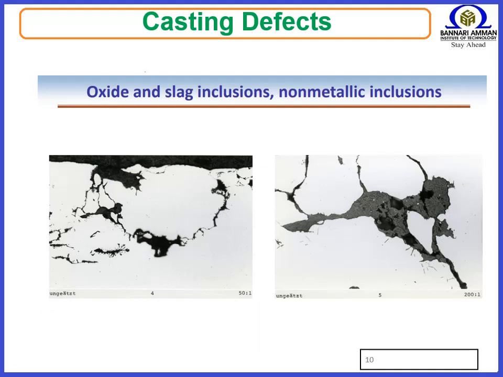Slag inclusion. This defect is caused when the molten metal containing slag particles is poured in the mold cavity and it solidifies. Causes: the presence of slag in the molten metal. Remedies: remove slag particles from the molten metal before pouring it into the mold cavity.